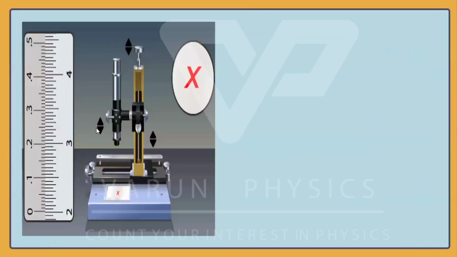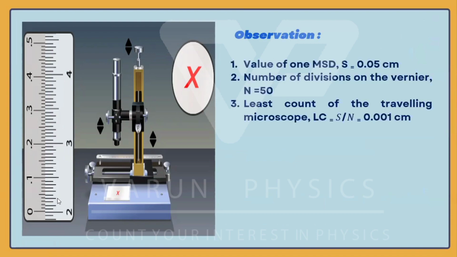So this is the traveling microscope. On this scale, between 2 and 3 there are 20 divisions. Therefore, the value of each division is 0.05. The total number of small scale, that is 0 to 0.5, called the small scale or vernier scale, divisions is 50. Therefore, the least count of the microscope is 0.001 centimeter. Least count means it is the least that we can measure from this microscope.